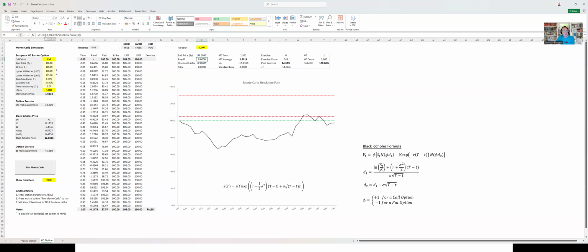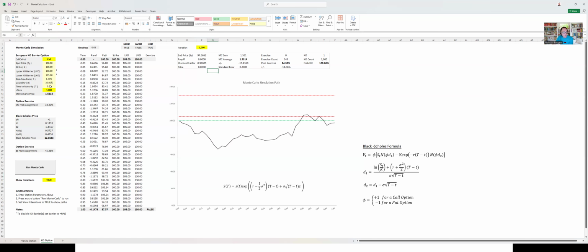I say, if I've knocked out, you get nothing. That's all I've done in the simulation here. So I'm tracking here: do I get knocked out? Am I in between these two red lines? If I'm between the two red lines, I get the regular European payout, and otherwise I get zero. So a small adjustment to this spreadsheet.